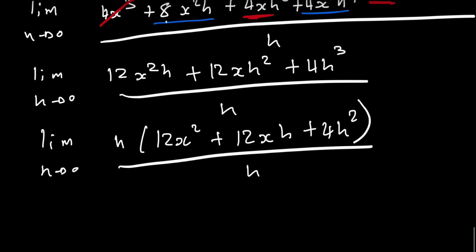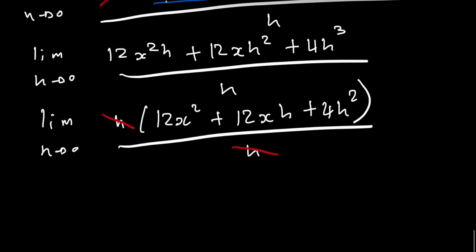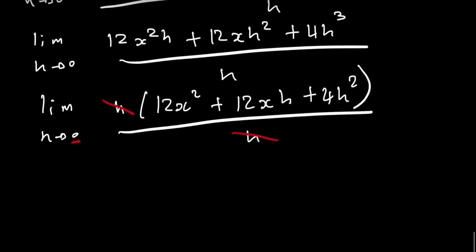So once you have done that, you will clearly see now this h and h will cancel out. So now when you substitute your h as 0, you're not going to get undefined because now the denominator is no longer there. So this will therefore mean we can stop writing the limit, to say this is going to be the first derivative. And then you substitute where you see h as 0. So we're going to have 12x squared plus 12x.